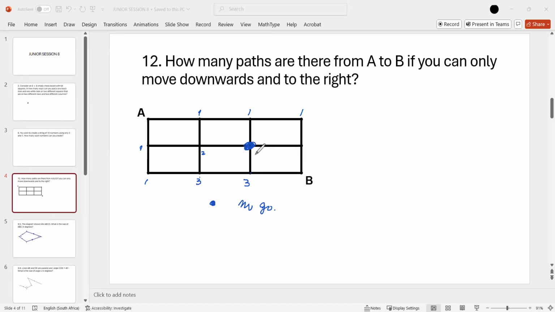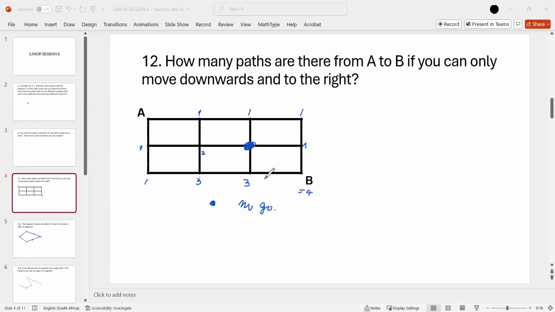Right? So there's no number here. So that gives you 3. And here, again, it's 1. You can only get to this. And so this becomes 4.